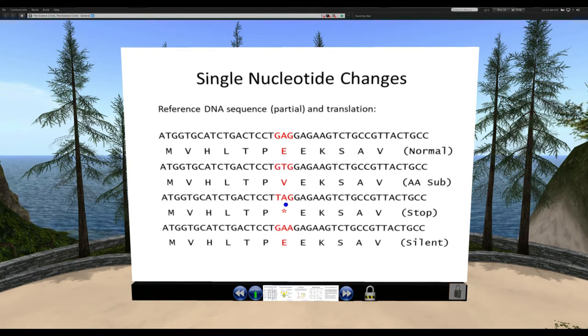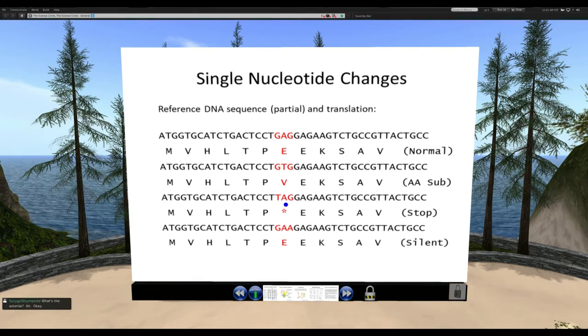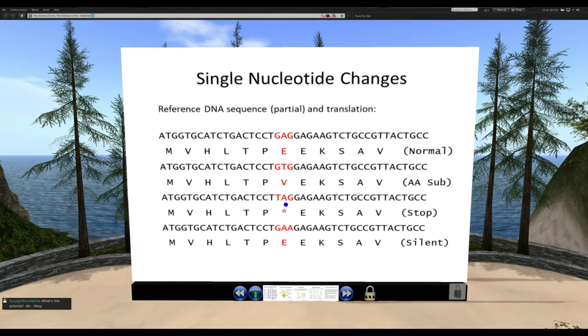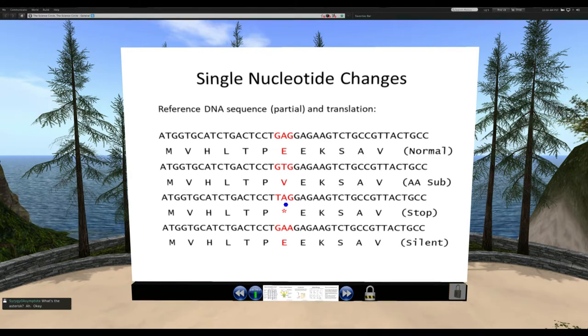So you've changed the GAG to a TAG, and in this case, there is no amino acid substitution. What you get instead is what's called a stop codon, a stop signal, so that when the protein is translated, the ribosome sees that signal and says, okay, I'm done. And those are nearly always very destructive of the protein, unless they occur very late along the sequence.